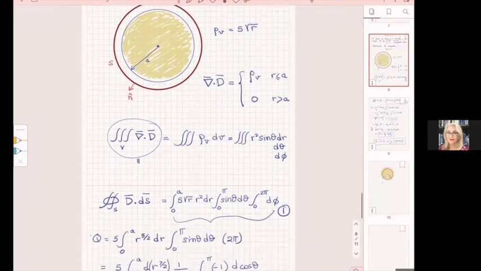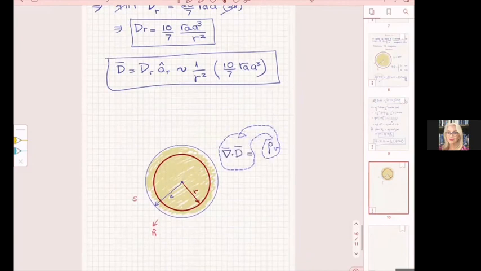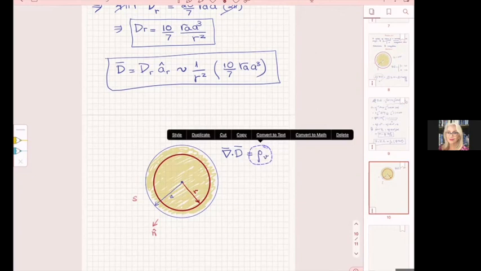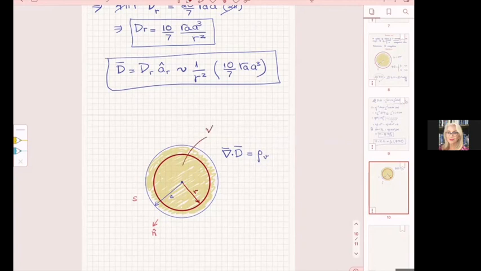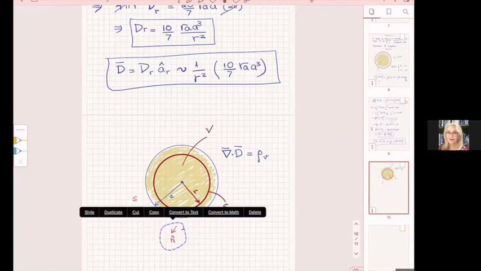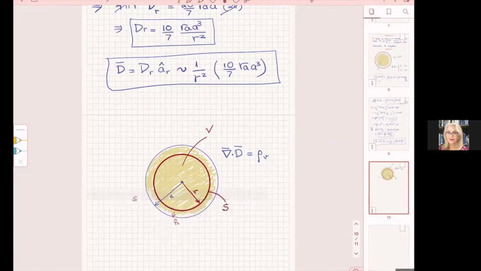Copy, take this one down. So practically we have inside that volume V. So this is V and this is S. And this one here goes here. There. Okay, so we have that inside volume V.